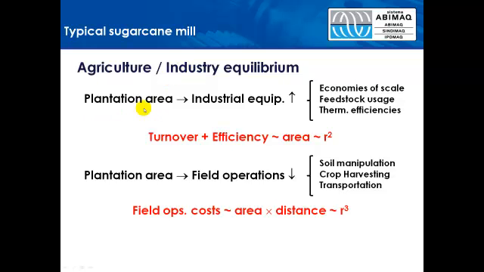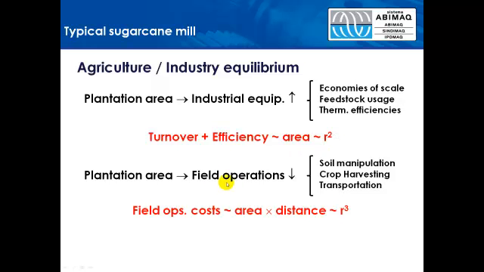Regarding the plantation area, it actually defines your industrial equipment. And the industrial equipment, you would like to increase its size because it will increase your turnover, and also because you are going to be able to benefit from economies of scale. You're going to have a better feedstock usage. You're going to have better thermodynamical efficiencies, and so on and so forth. Then the turnover plus efficiency, they are proportional to the plantation area, which, let's say, is proportional to the square of the average radius of the plantation area.